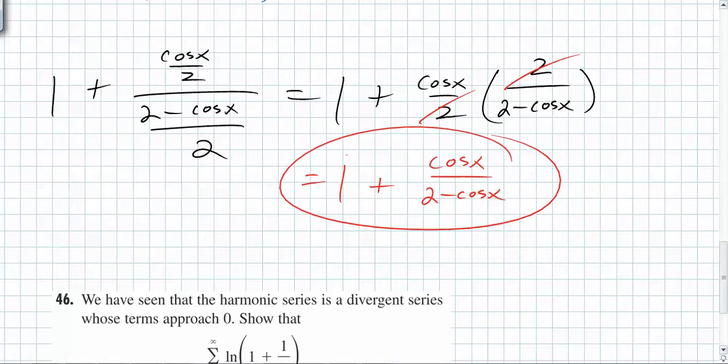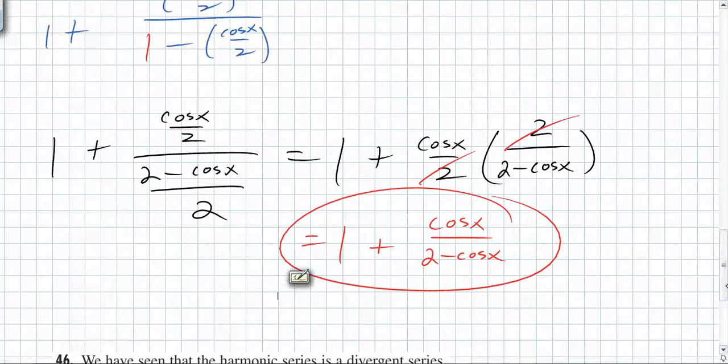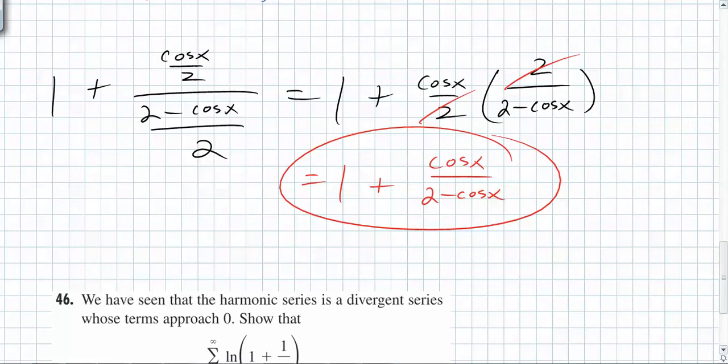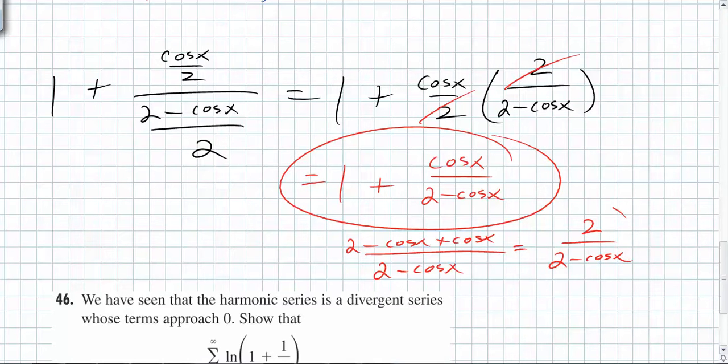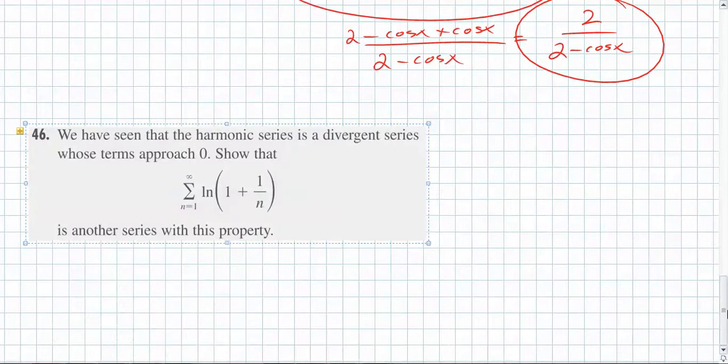That looks pretty good. What do we think? See, so you could say this is equal to, you're absolutely right. So it's going to be 2 minus cosine x plus cosine x all over 2 minus cosine x. So what do you end up with? So it was not a typo, it's correct. Good. Good job.